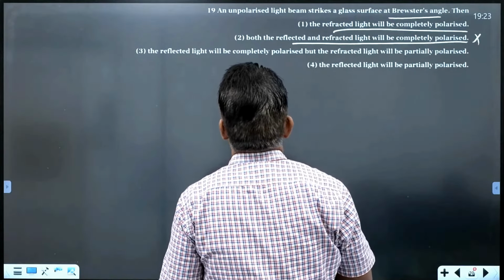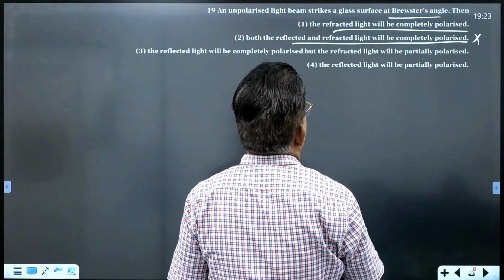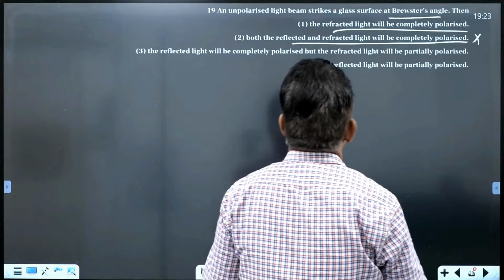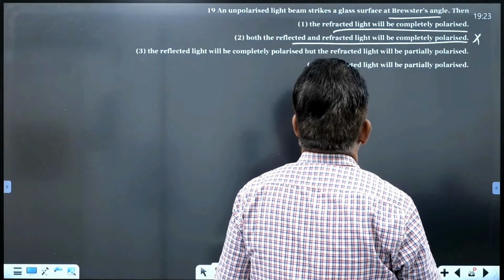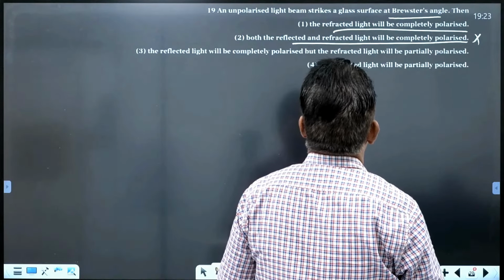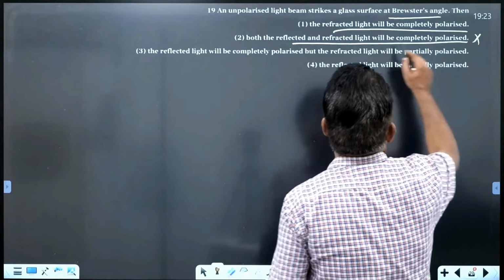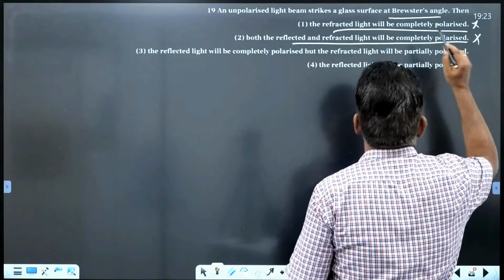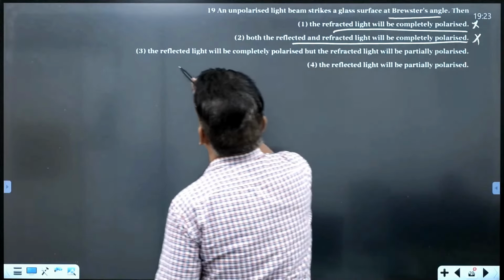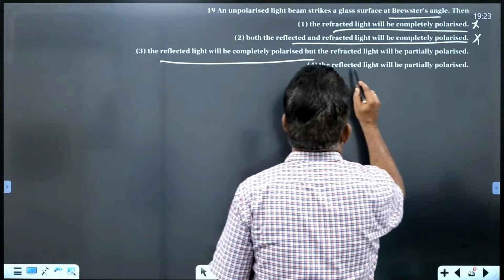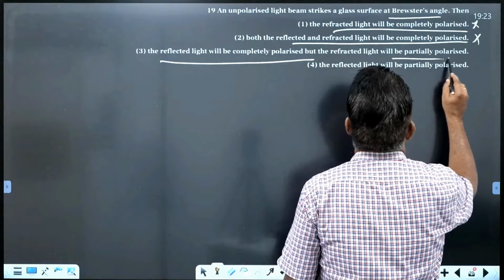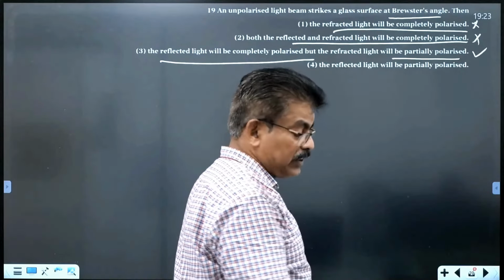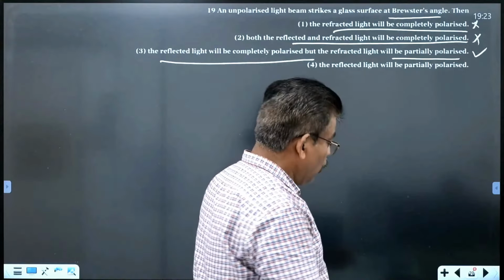The reflected light ray will be completely polarized and the refracted ray will be partially polarized. So the first one is wrong. Refracted light ray is completely polarized is wrong. Second is wrong. Third is clearly correct: reflected is completely polarized and refracted is partially polarized. So the third option is correct. Now we go to the next one.